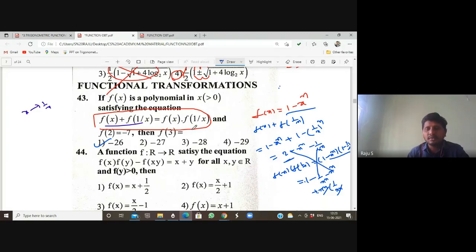Here the thing is, you must remember the function. This function only satisfies this condition.